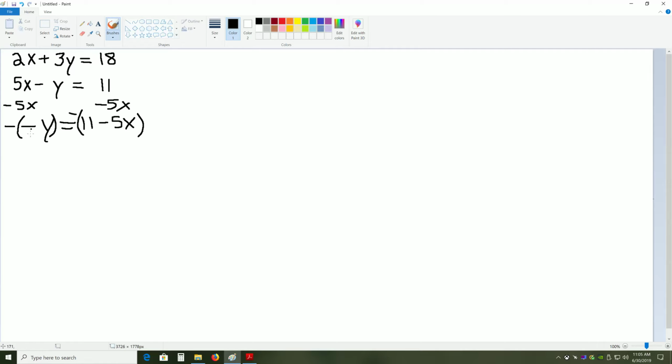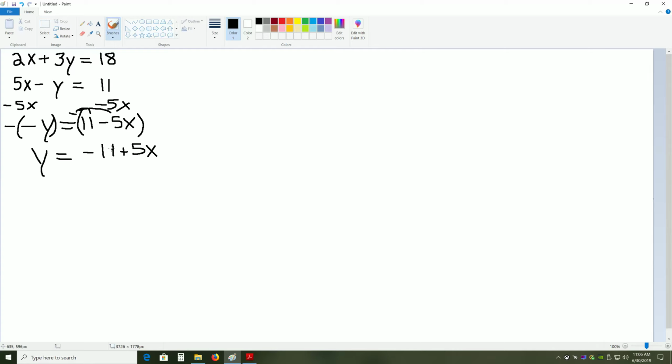So negative y becomes positive y, and that's equal to negative times positive 11 is negative 11, and negative times negative 5x is positive 5x. We're just distributing this negative. So y equals negative 11 plus 5x.